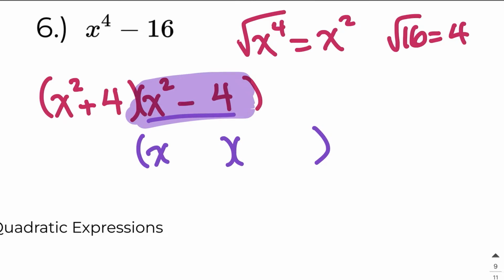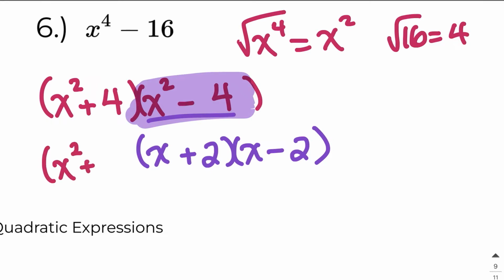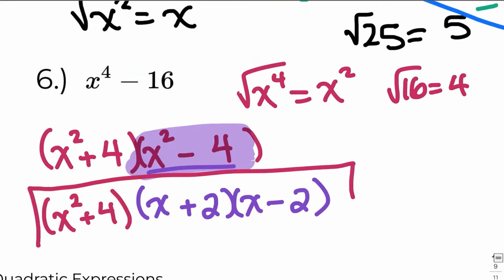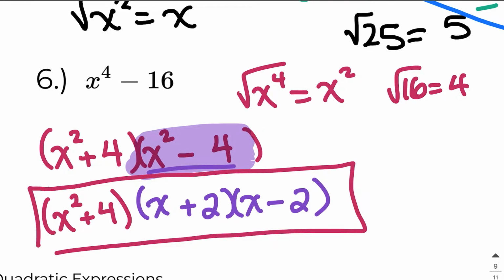So the square root of x squared is x. The square root of 4 is 2. And then I can put a plus sign and a minus sign. Well, what do I do with this? I just copy this down. Why didn't I factor this any further? Because this is not a difference of perfect squares. So this right here would end up being my final answer.